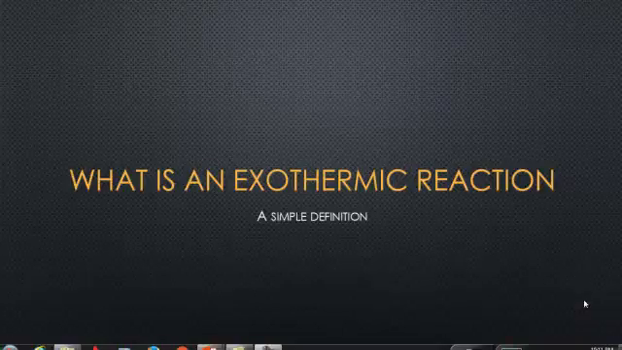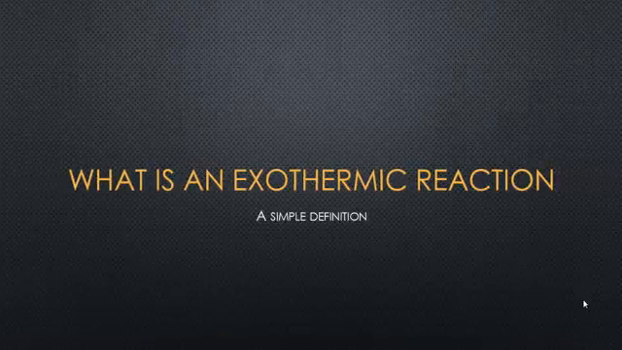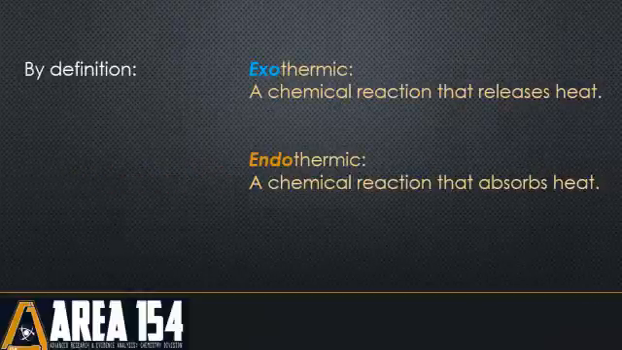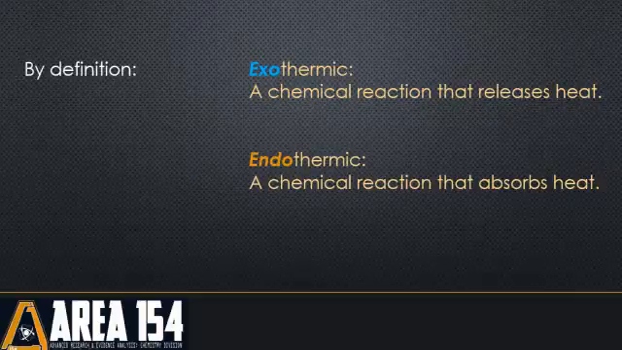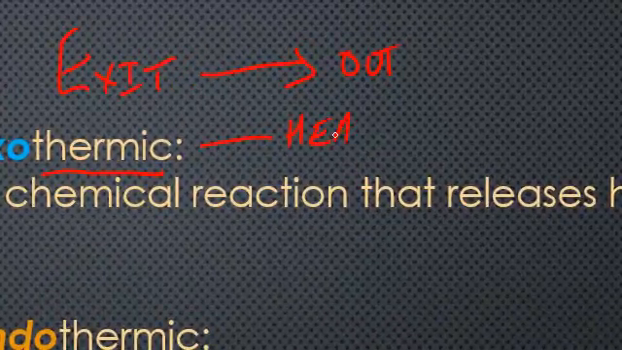The definition for exothermic is pretty simple. So now let's give you a simple definition. You can think about this in a couple of ways. Exothermic, the term exo is sort of like when you see an exit on a door. Exit usually means out, right? So if thermic relates to heat, that means that exothermic means heat going out.